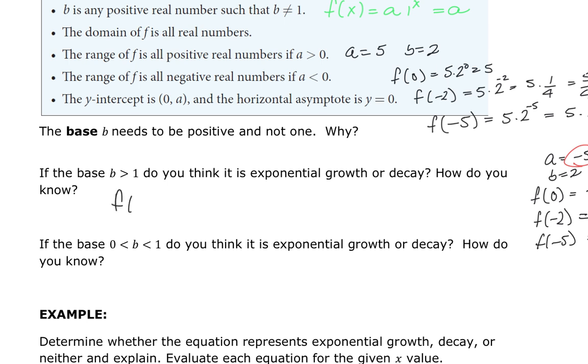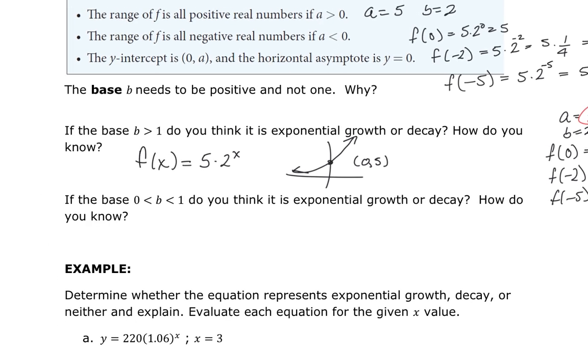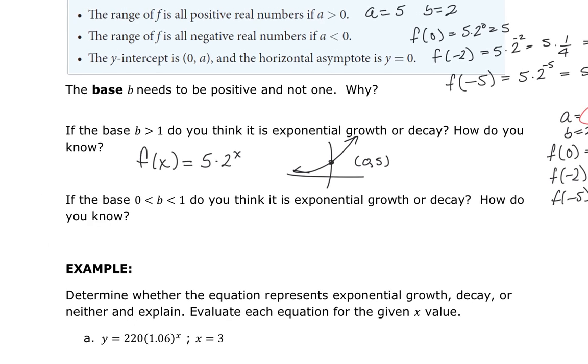Let's do f of x is equal to, again, 5 times 2 to the x. And since we've done this a couple of times, we know the graph is going to look something like this. It's going to cross right here at 0, 5. And so we know as we read this graph from left to right, it's increasing. Now what happens when the base is 1/2? So let's do g of x, which is equal to 5 multiplied by 1/2 raised to the x.